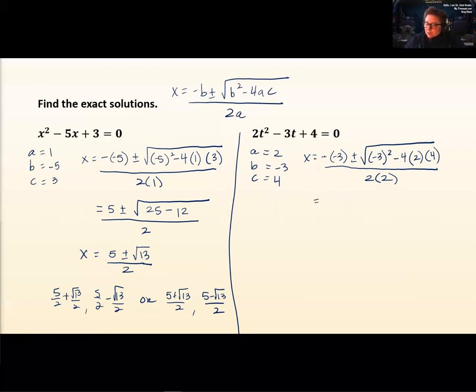Okay, so just like the negative 5 was 5, negative 3 is 3, plus or minus. And what's negative 3 squared? Nine. Good job. And this time we have 4 times 2 times 4. What is that? 32. Yeah, 32. Okay. And this is all over 2 times 2, which is 4.